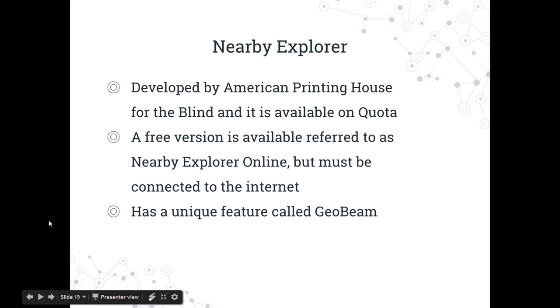Okay, so Nearby Explorer is the other option. It is developed by American Printing House for the Blind. And what that means is it's available through quota funds. If you use the quota program through your school system, that is something that is able to be purchased for students. There is a free version available that's referred to as Nearby Explorer Online, but you must be connected to the internet, and it doesn't have all the features that Nearby Explorer has.